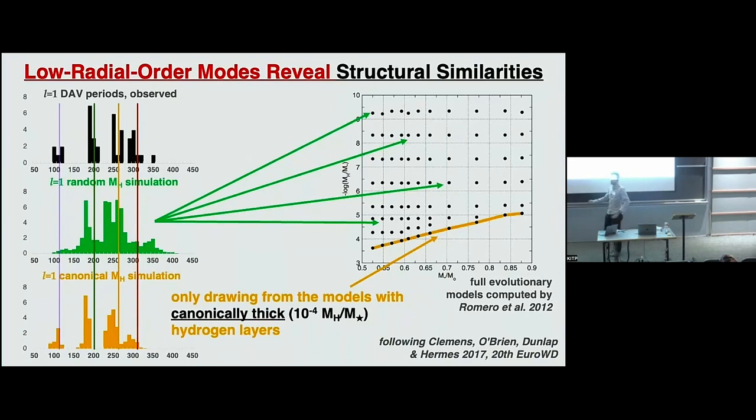But the question is, how unique are those fits? Maybe Barbara can speak to cases where it is very clear that there's a very thin hydrogen layer mass.